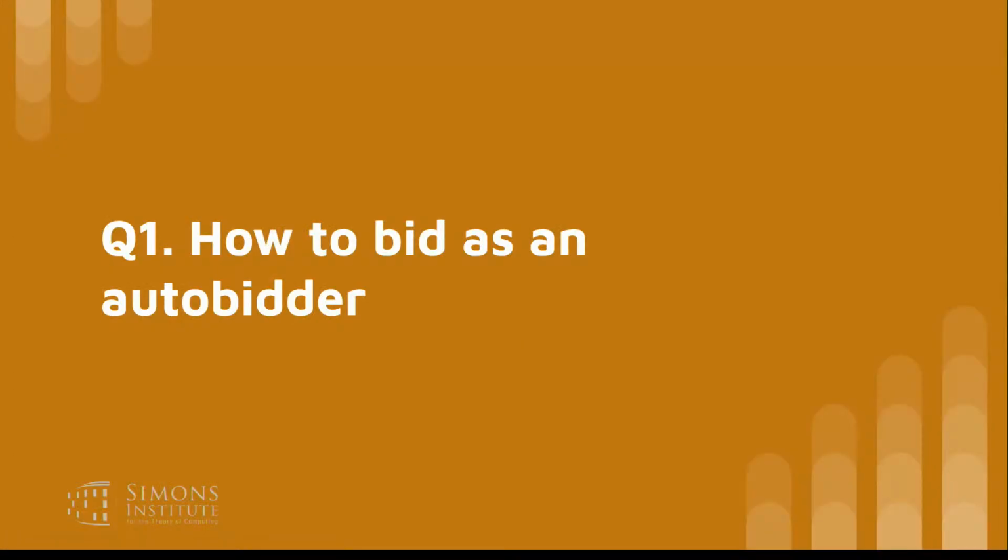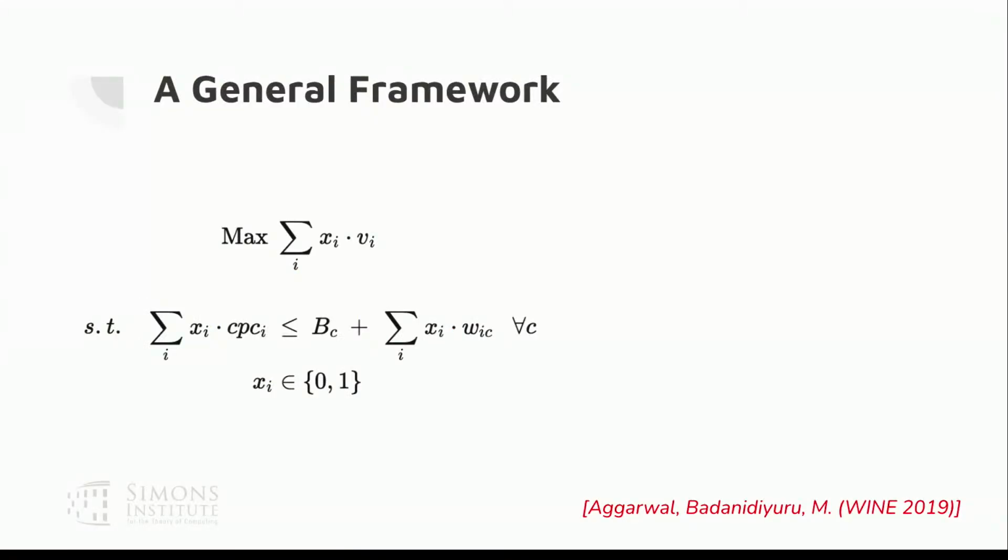So here's the first question, which is basically an optimization question. In the TCPA world, an advertiser comes to you and says, maximize my conversion subject to my average cost is no more than target. In this paper with Gagan Agarwal and Ashwin Bananduru, we gave a more general framework, which captures all these products. And so here's this integer program, which captures this auto bidding question.